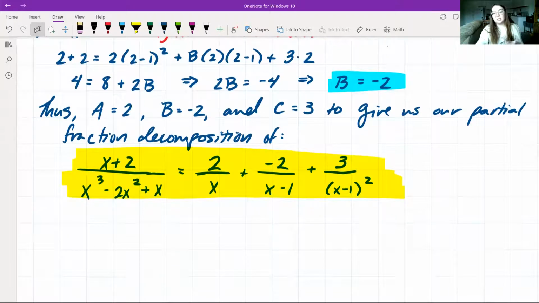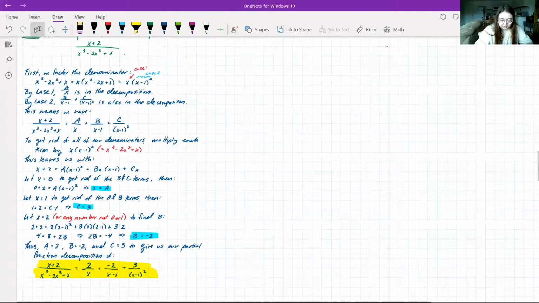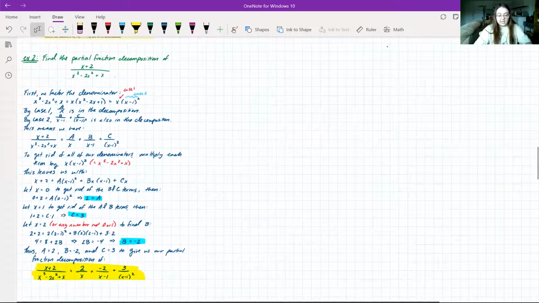And once again, if you'd like to check your answer, you would just add up these fractions as you normally would. And that concludes another very long problem. As we can see, partial fraction decompositions can end up being quite lengthy, especially with ones with case 1 and case 2.